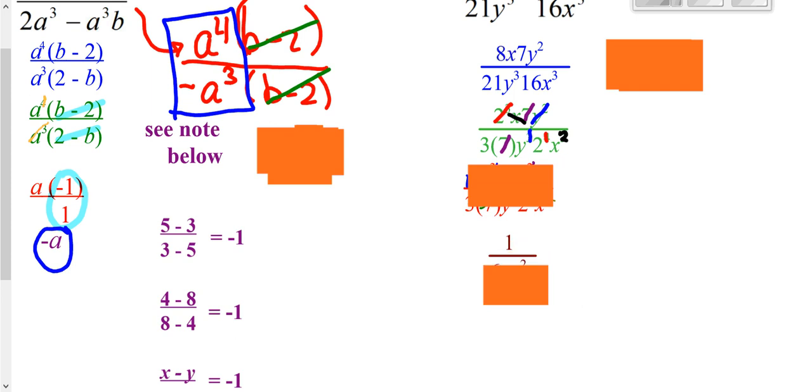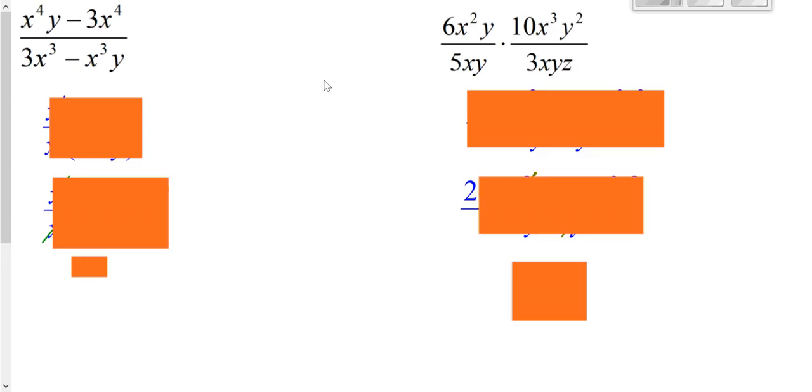Well, you only have a 1 on top, and then you have your 2 times 3 in the bottom, which is 6. You have a y to the first and an x squared. So that's what you would end up with. So try to do these two quickly and then watch the video.